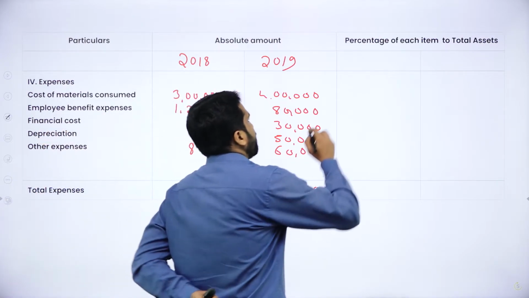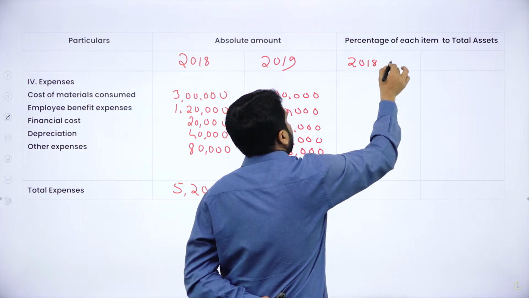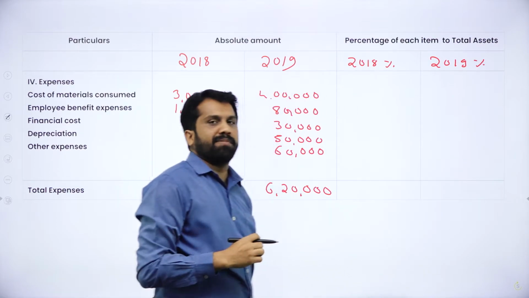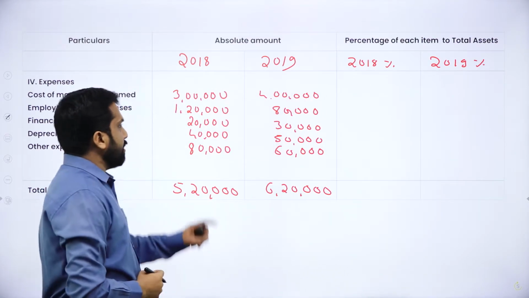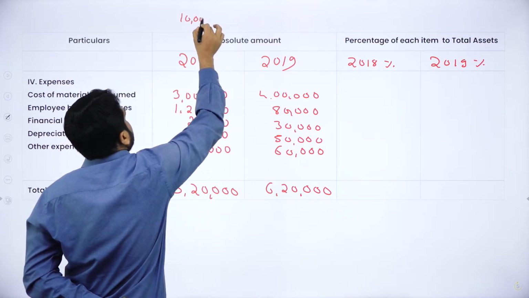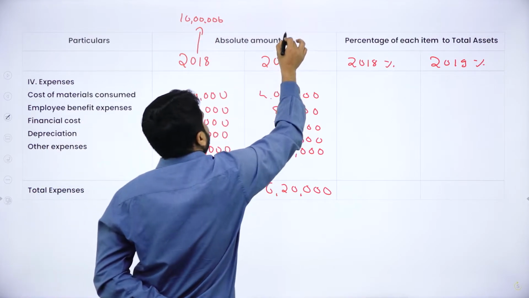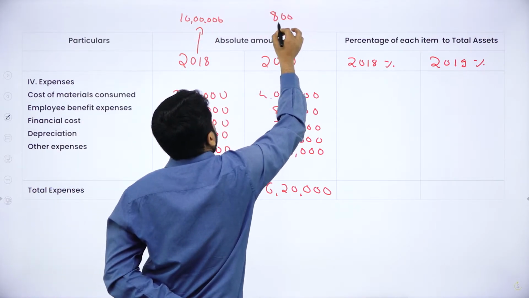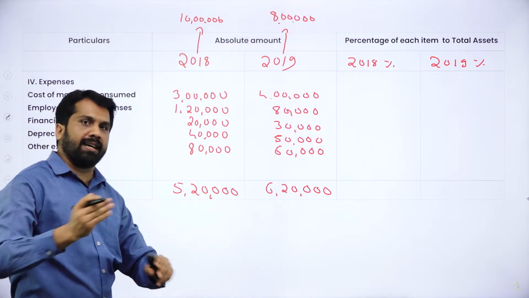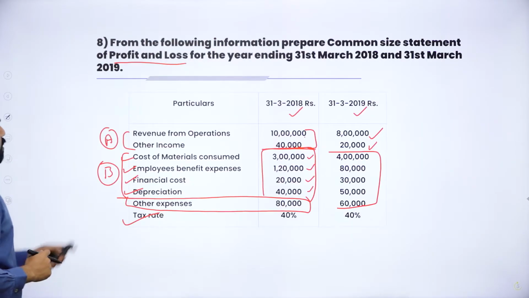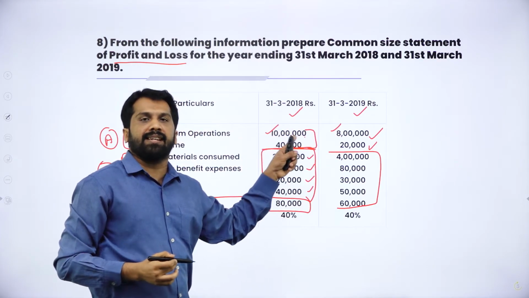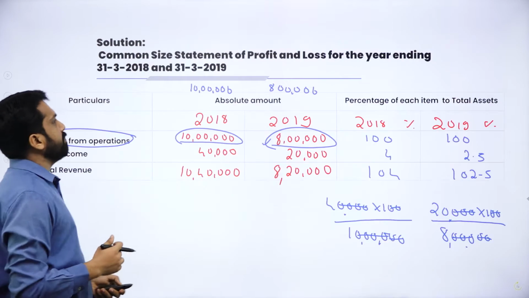Now, we'll go for percentage. This is the 2018 percentage and the 2019 percentage. What is the base? Remember, for 2018, 10 lakh is the base. For 2019, 8 lakh is the base. How did you get this 10 lakh and 8 lakh? I'll come back. Revenue from operation, 10 lakh, 8 lakh. These two we considered as base or denominator.